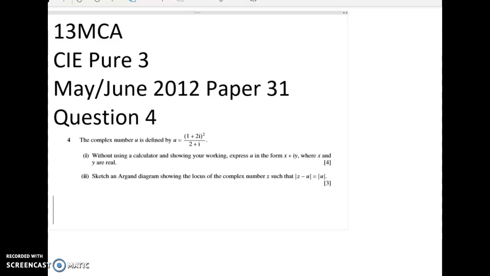I'm back with question 4 from the 2012 paper 31. This is the complex numbers question. We're given a complex number, and we have to express it in the usual form x plus iy. Then we have to do a locus problem: sketch an Argand diagram showing the locus of the complex number z such that this is equal to this. Okay, so reasonably straightforward.